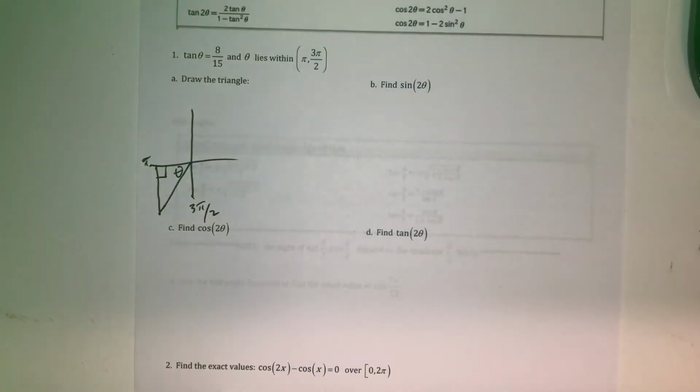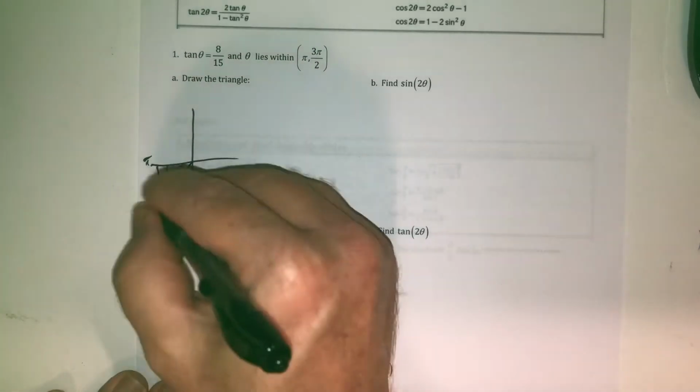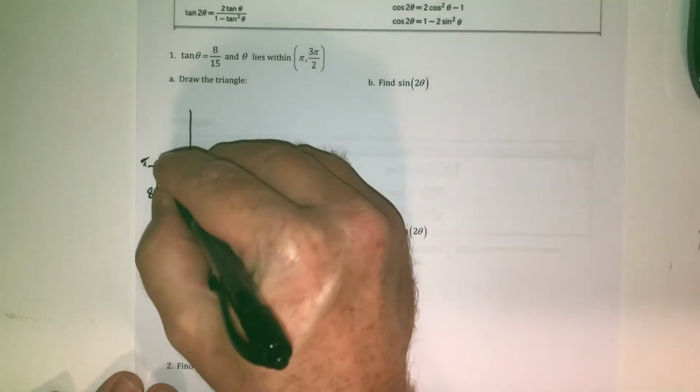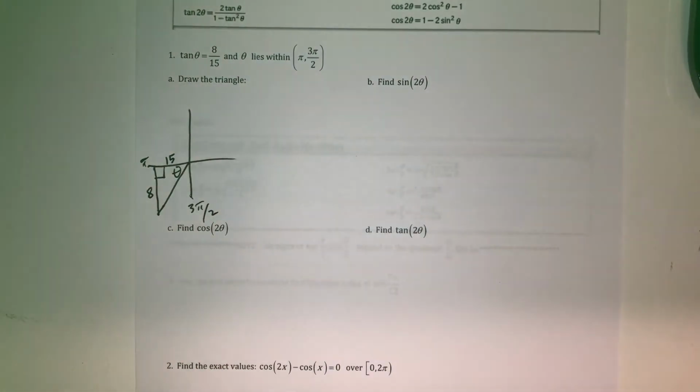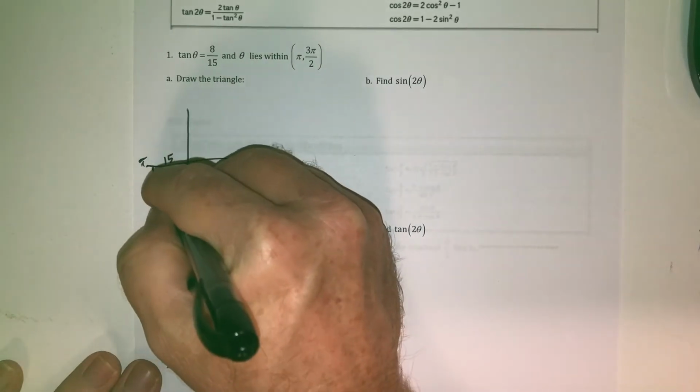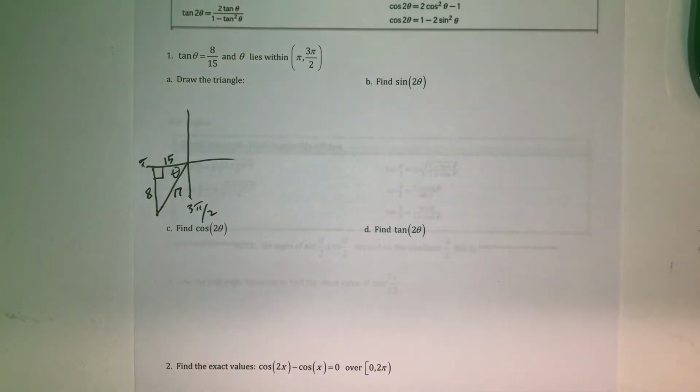All right, and I know the tangent, which is the opposite leg divided by the adjacent leg, is 8/15, and I remember that Pythagorean triple as well. Many of you don't, but if you don't, you just have to do your Pythagorean theorem. That is the old 8/15/17, okay? So 8/15/17, and now I've got the angle, all right?